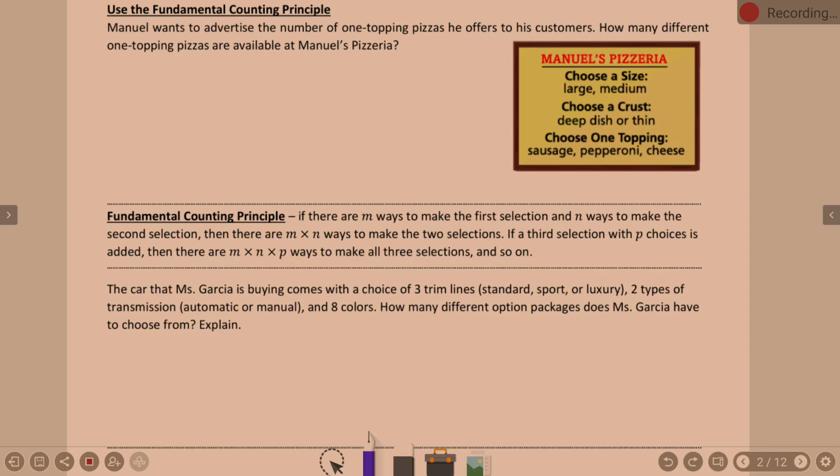But here's the question. This one is how many different one-topping pizzas? Is it asking that we are required to list them? No. So could we just jump right into multiplying? We can't. Now, I'm going to review the tree diagram just because it's a helpful tool at times. I know you guys are like, whatever, but it is helpful to remember.